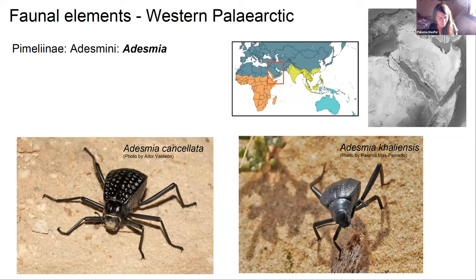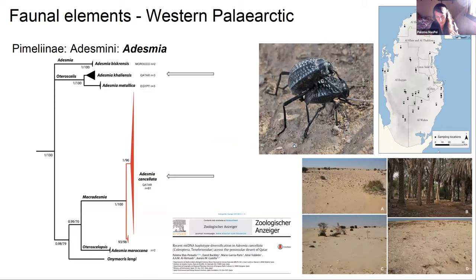And we conducted a study of the patterns of genetic variability in order to understand the diversification success of this species throughout the Qatari desert. And also we conducted a tentative first phylogenetic approach, only including a few species. But we recovered that the two species belong to divergent lineages, all of them with North African species.